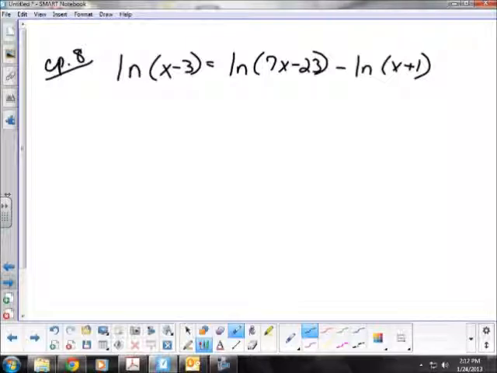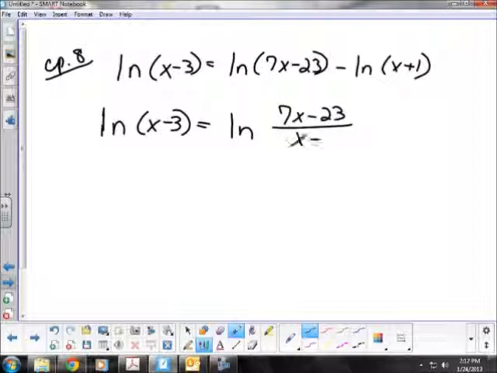That's actually kind of a good thing. I'll show you why. What you want to do is just simplify on each side of the equation if you have ln's on both sides. So this side we're going to leave alone. It's the ln of x minus 3. On this side it's going to become the ln of 7x minus 23 over x plus 1. Right? Because it was a subtraction.